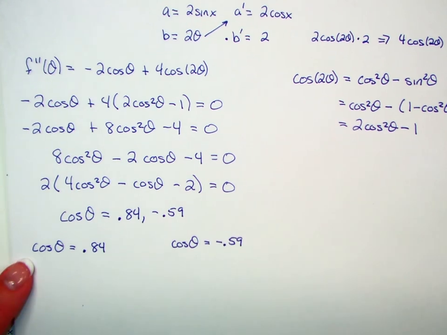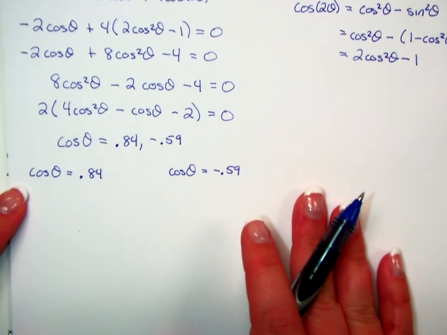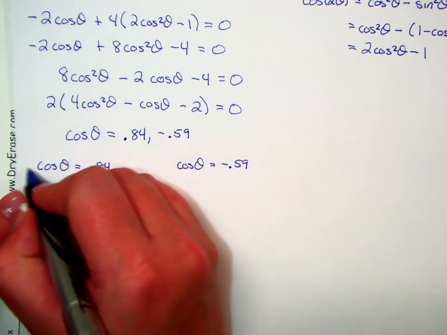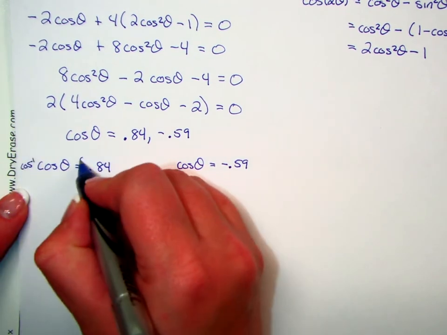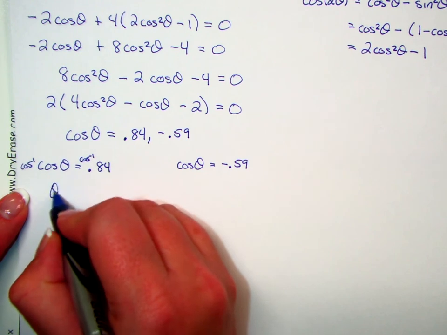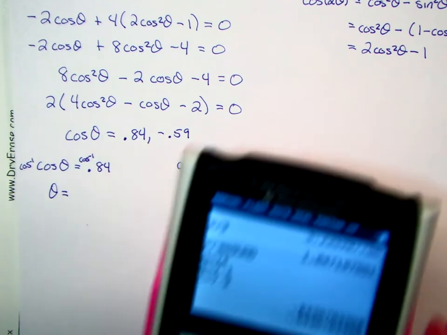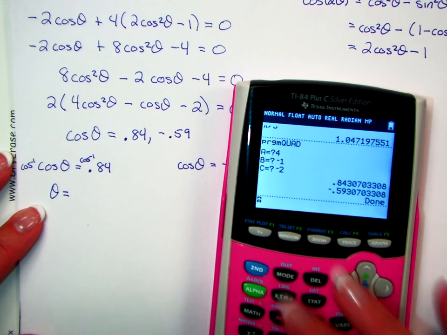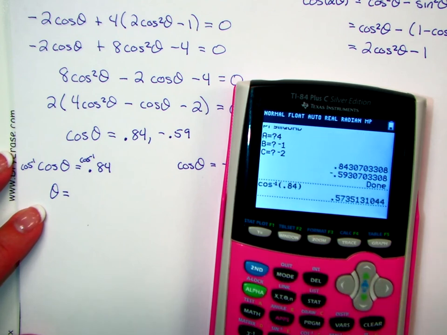Right? I can go ahead and cosine inverse this to solve for theta. Okay, both of these. And then I'm going to use the unit circle just like I did last time to find those secondary angles. Okay, so the first angle, if I cosine inverse both sides here, I'm going to get theta is whatever cosine inverse of 0.84 is. So let's go ahead and do that. Cosine inverse of 0.84 is an angle measure of 0.57.